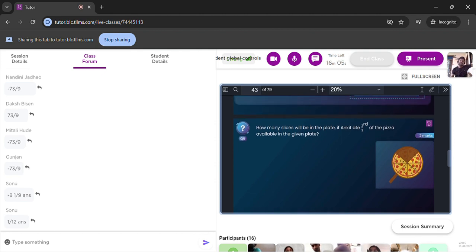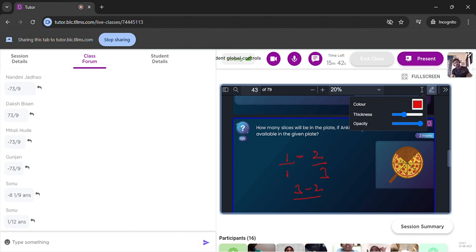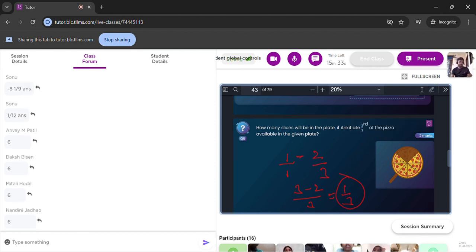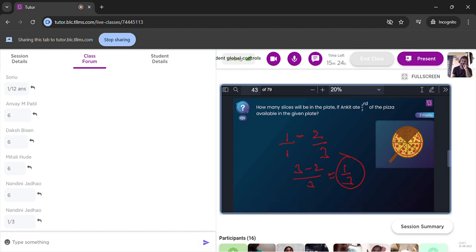You have to consider the complete pizza as a whole, and we generally take the whole as 1. Ankit has eaten 2 by third part, so for the left part you will do the multiplication of 1 and 3, then you get 3. So the left part will be 1 by 3. Everyone is saying 6. How is it possible?